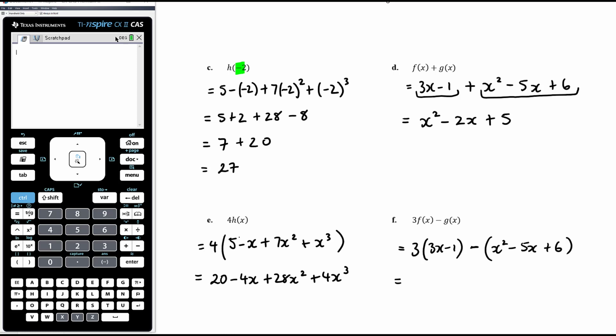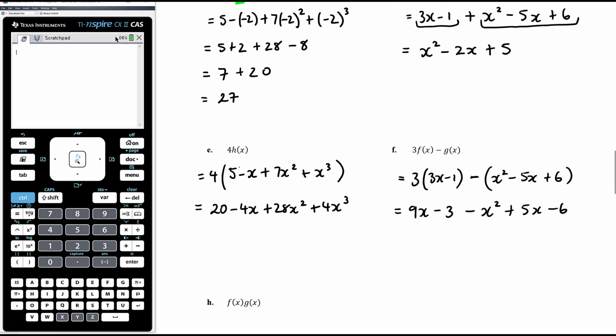Okay, so 3 times f of x is 9x minus 3, and then we're taking away x squared, but we're adding 5x, and we're taking away 6. Let's collect those like terms together. Let's write it in decreasing degrees, decreasing powers of x. So we've got negative x squared is the highest power of x, 9x plus 5x, so 14x, and negative 3 minus 6 is negative 9.